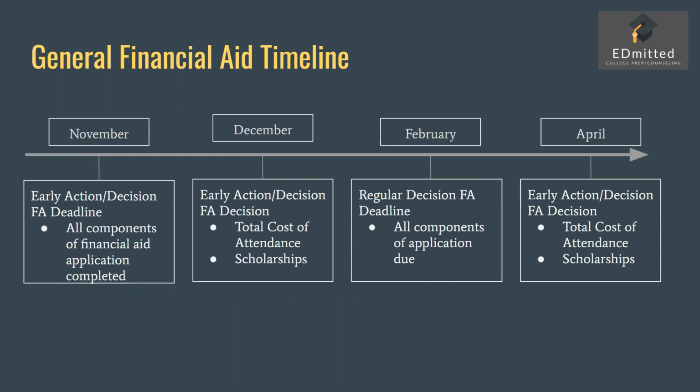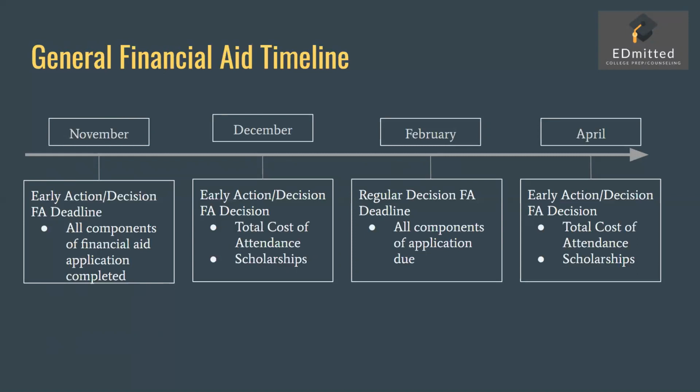Here's a general timeline on how your financial aid application system is going to work out. If you're applying early action or early decision, you'll generally have to fill out financial aid forms soon after you submit your applications for those decision plans. You'll most likely have to have all components of your financial aid application completed by around November, whereas your actual early application will be due around early or mid-October, or maybe even early November.